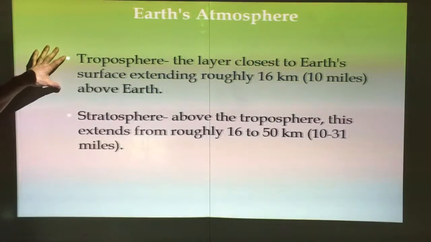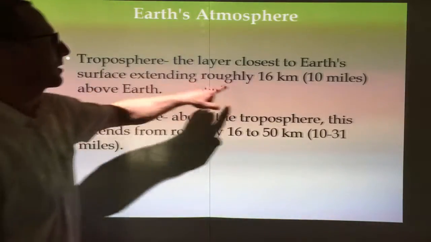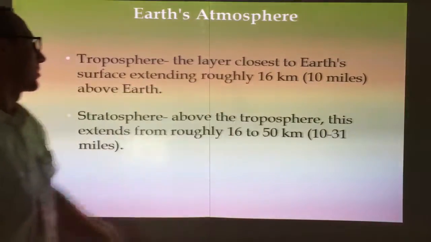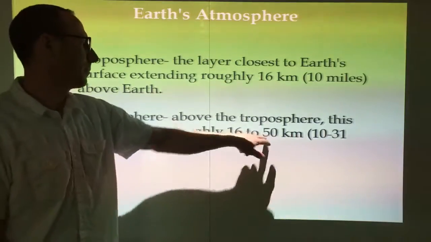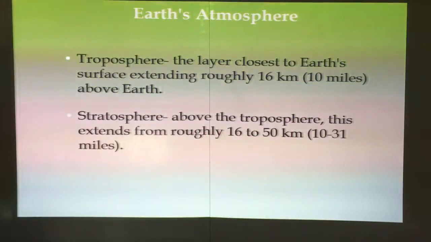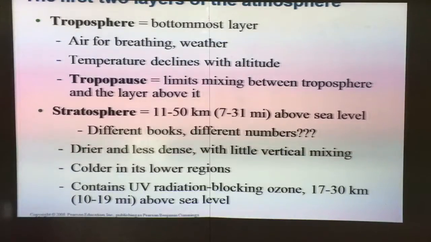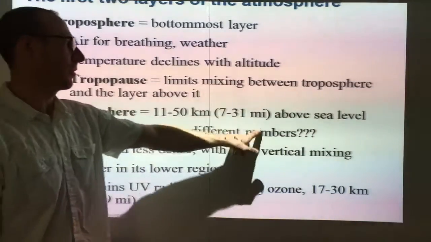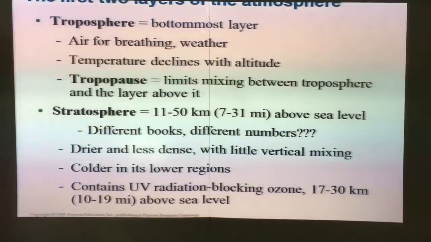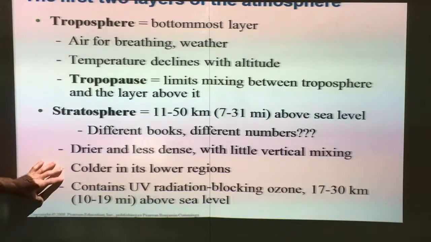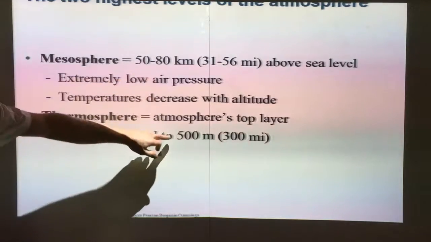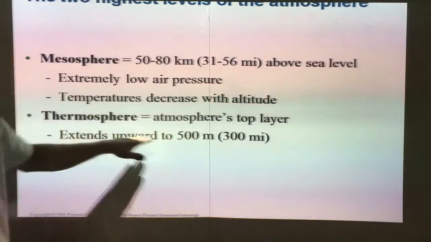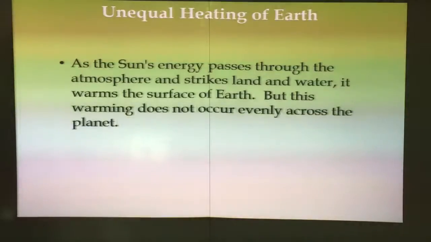A couple of those, closest layer. And I've seen several different numbers for this. And same thing here, I've seen 10 to 50, it just kind of depends on which book you read, honestly. Different books, different numbers as far as how high it goes. Moving on, mesosphere, notice the distances, and this one's really high. This is the thickest layer, okay?